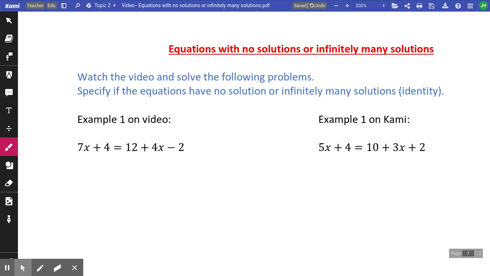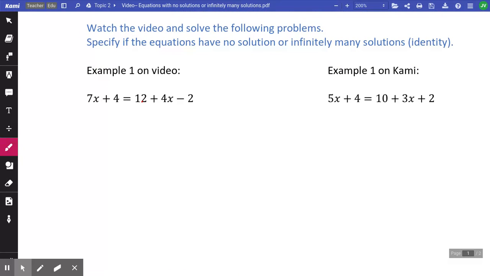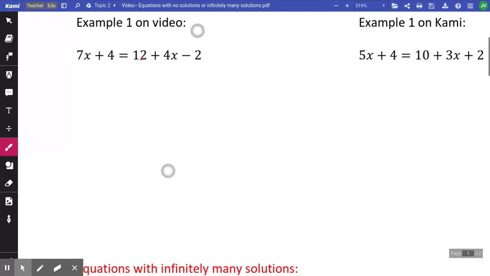In this video, we are going to solve equations that have one solution, no solutions, or infinitely many solutions. Now, the first example is an equation that has one solution. I'm going to go quick through these kinds of equations because we have worked on this for a long time. So I know you are experts at these equations already.